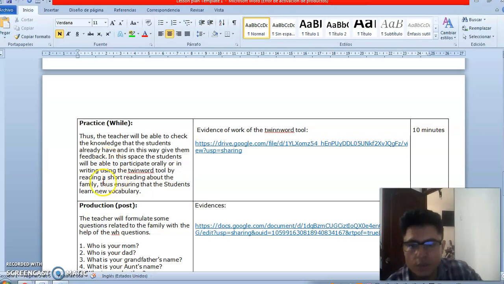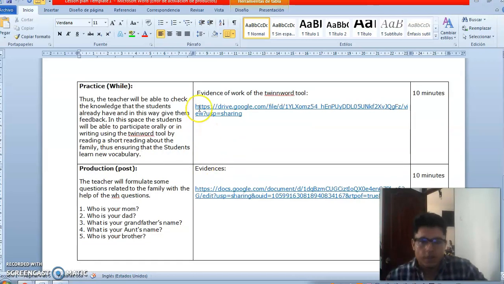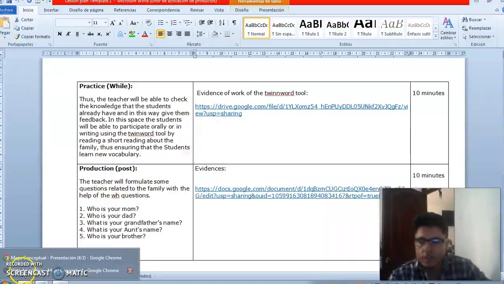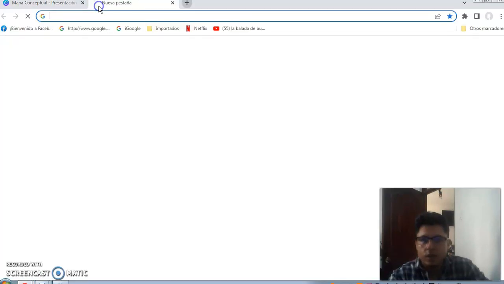In this space, the students will be able to participate orally or in reading, using the Wordwall tool, regarding a short reading about the family, thus ensuring that the students learn new vocabulary. In this space there are activities about the Wordwall tool, right? This is the evidence of the work in this tool, right, teacher?